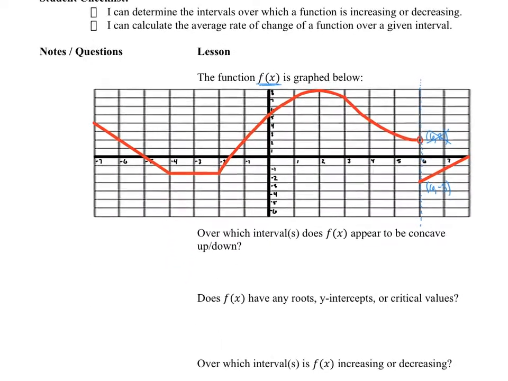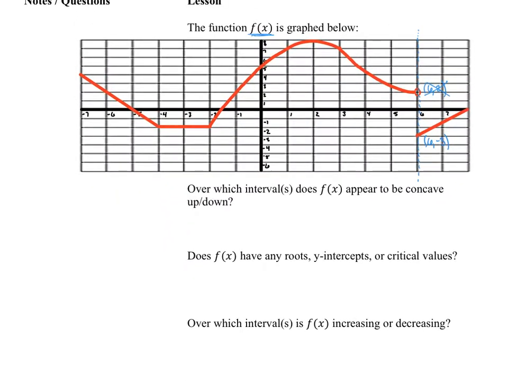So the first question says, over which intervals or interval does f of x appear to be concave up or concave down? Just a real brief review of concavity over here. Concave up is when a parabola or a section of a cubic or any other polynomial looks like this. It's facing upward, it's opening upward, all right? And concave down is just the opposite. It's when we're opening downward.